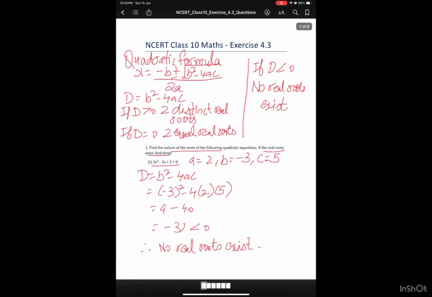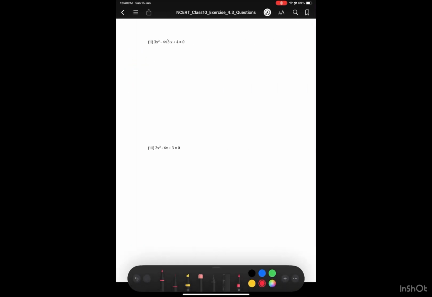Coming to the next question. The next question is 3x square minus 4 under root 3 x plus 4 is equal to 0. In this question, A is equal to 3, B is equal to minus 4 under root 3 and C is equal to 4. So first we'll find out D. We'll check whether D is greater than 0, or D is equal to 0, and in that case we can find out the roots. If D is less than 0, then no real roots exist.